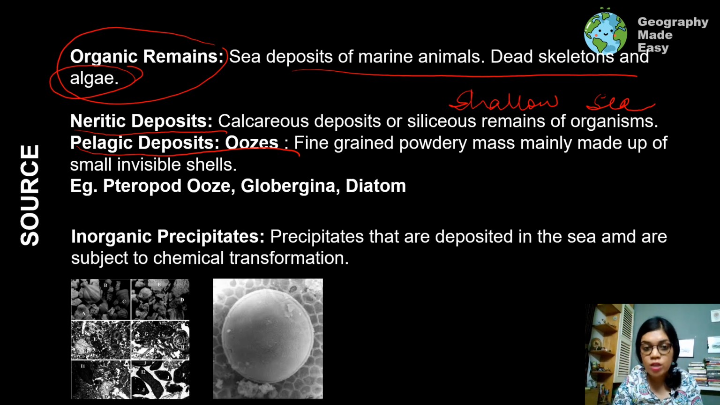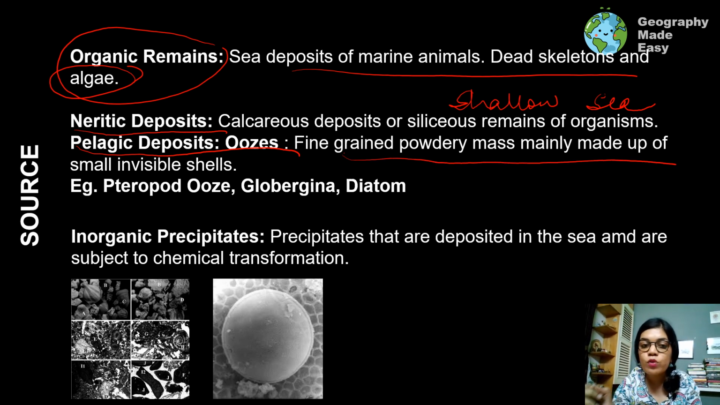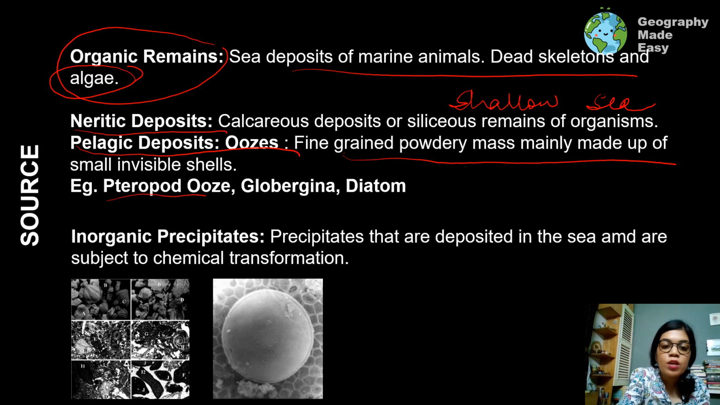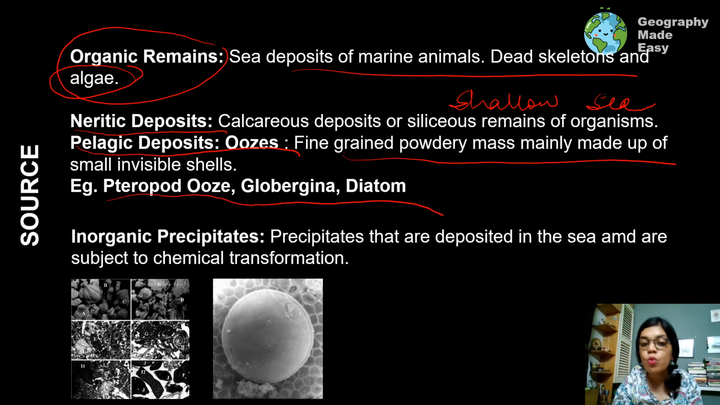On the other hand, in the deep oceans we see pelagic deposits or oozes. The ooze is a very fine grained powdery mass made out of small invisible shells or bones of different animals. Some of the examples are pteropod, globigerina, diatom, and there are many more. I have not mentioned them here. So the organic remains form a very important part of oceanic sediments, and later they form part of the different kinds of sedimentary rocks and fossil remains which are seen in the ocean floors.